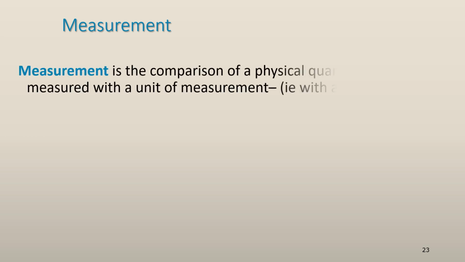Okay, so this is the second half of chapter 1, and we're going to talk specifically about measurements in this part of the PowerPoint, the second half of the chapter. What is a measurement? It's the comparison of a physical quantity to be measured with a unit of measurement. So that's a lot of measures. But the idea is it's a fixed standard.